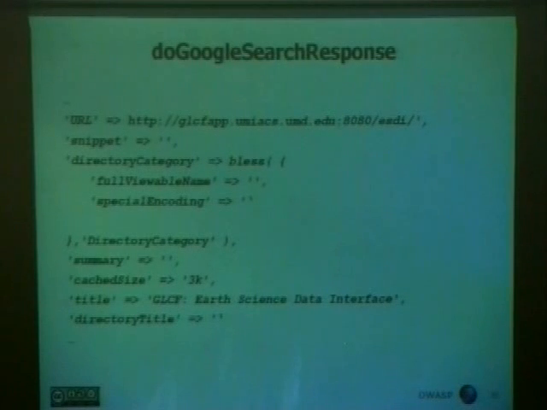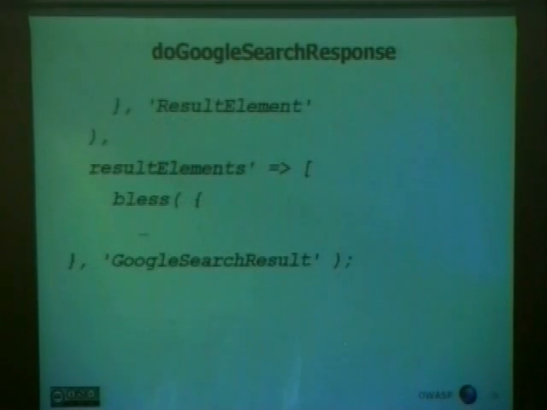So if it's within the directory, we get the summary of that actual directory category. We then have the size of the cache as it's stored within Google. And then finally we have the HTML title as well as the directory title within the actual Google directories itself. And then from there, every other result element is specified, as you can see by the ellipses here, just under the bless statement there.